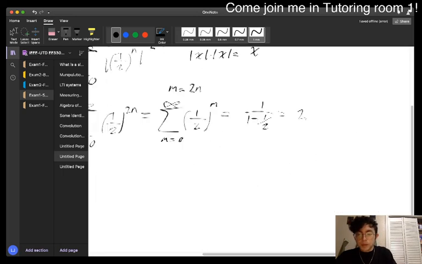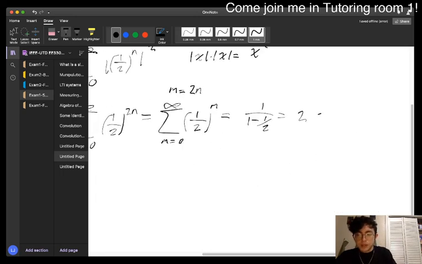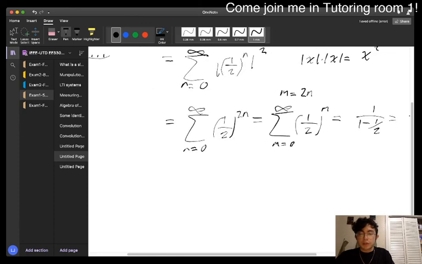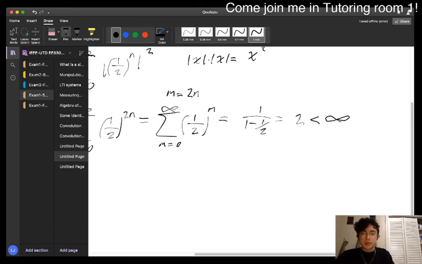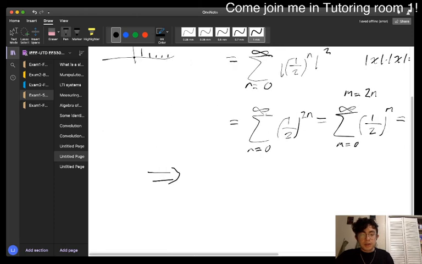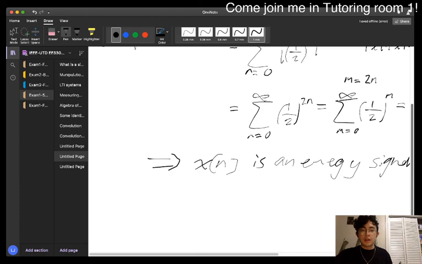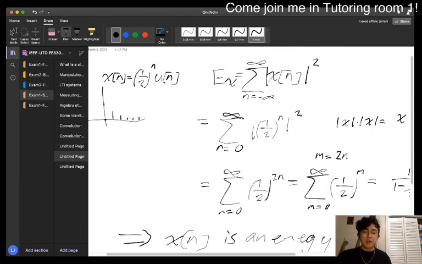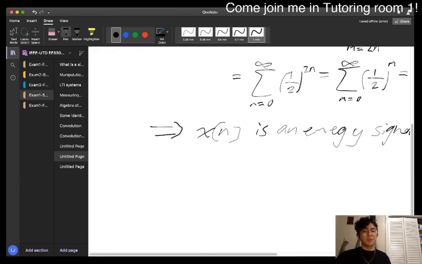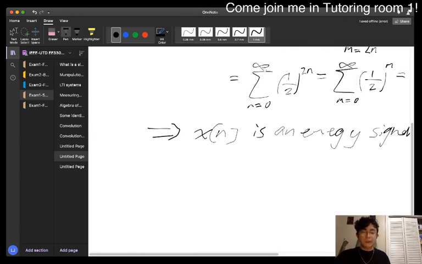So this is finite. So is this an energy or a power signal? Since this energy is a number, 2, it's not infinity, then we can say that x of n is an energy signal. Another question that they could ask is, is x of n a power signal? What is the power of x of n?